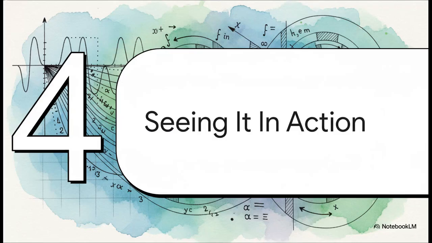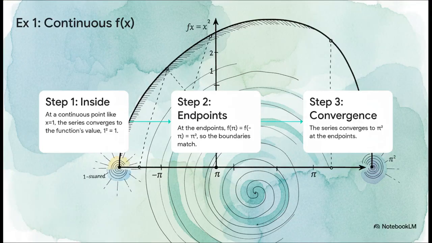All right, theory is great, but let's make this totally concrete. We're going to apply these rules to a couple of classic examples just to see exactly how this works. Okay, first up, let's take a nice smooth function, f of x equals x squared, on the interval from negative pi to pi. At any point inside that interval, let's say at x equals 1, the series converges right to the function's value, so 1 squared, which is just 1. Now, what about the endpoints? Since the function's values at negative pi and positive pi are the same, both pi squared, the series lands right on that value.